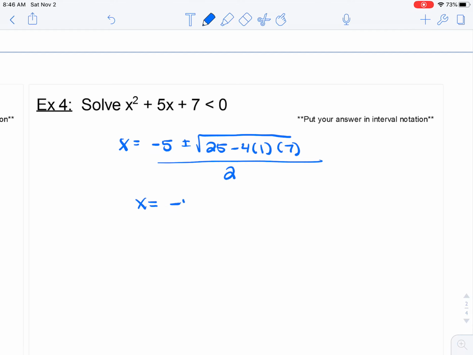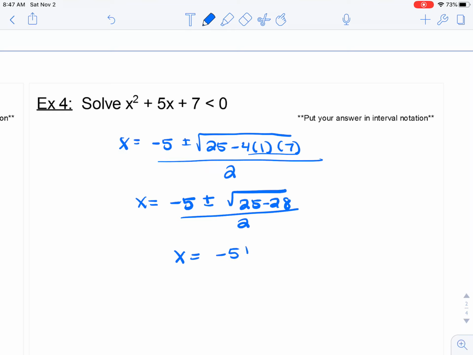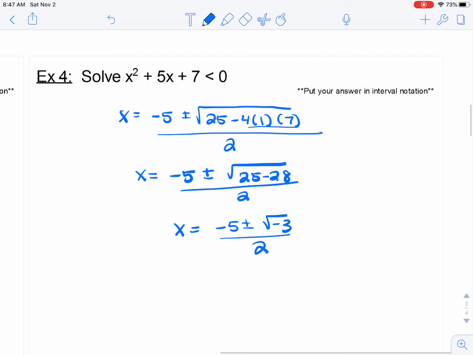So I would get x equals -5 plus or minus, and then underneath the square root I have 25, and then this would be minus 28, over 2. So if I look, I would get -5 plus or minus the square root of -3 over 2. So I could stop at this point, and I realize that I am not going to have any real solutions. I'm not going to have anything to put on my number line. So this is the example of the empty set or no solution.